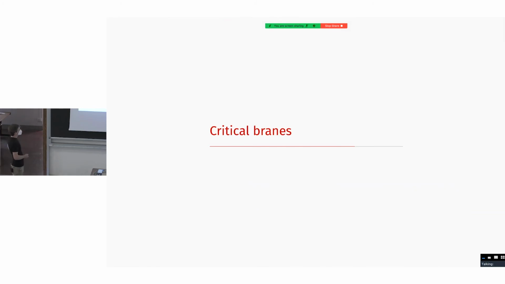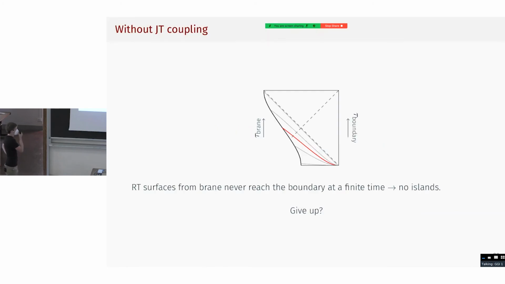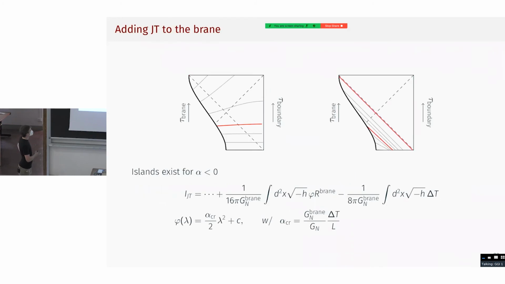Okay, now we can repeat the whole analysis for critical branes. But if we do this without JT couplings, then we just find that there's no RT surfaces which connect the brane to the asymptotic boundary. Again, from a doubly holographic point of view, these flat universes with a zero cosmological constant don't have islands. So, well, what can we do? Give up? Well, let's add some JT gravity to the brane, now with zero cosmological constant, and on top we add another tension term here.